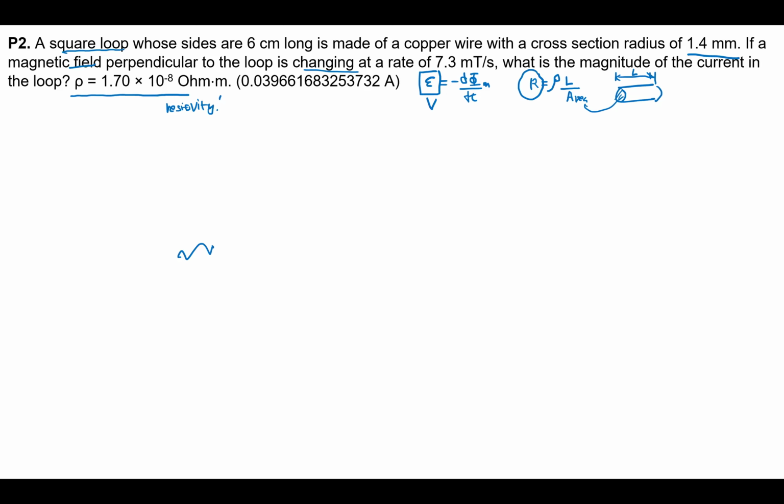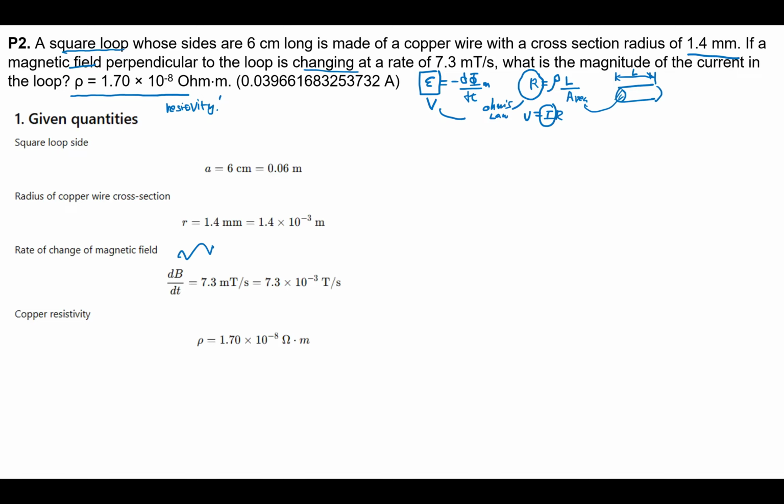So note that the EMF is given in terms of a voltage, so we can apply Ohm's law. I is given by E over R, so we can find out I, the current.